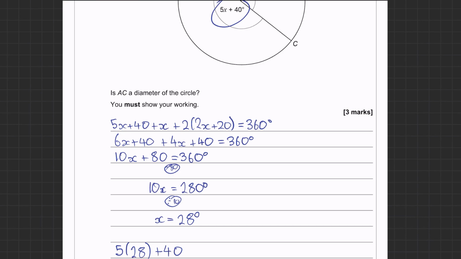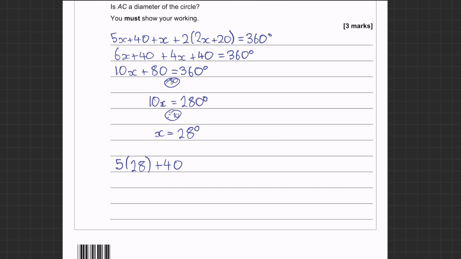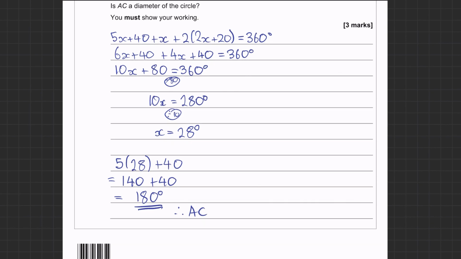I'm going to try and solve what that is. So 5 times 28 equals 140. And then we've got plus 40. And then 140 plus 40 equals 180 degrees. Oh, so it does equal 180 degrees. Therefore, AC, that's what was our question, AC is a diameter of the circle. So, yep, AC is a diameter of the circle.